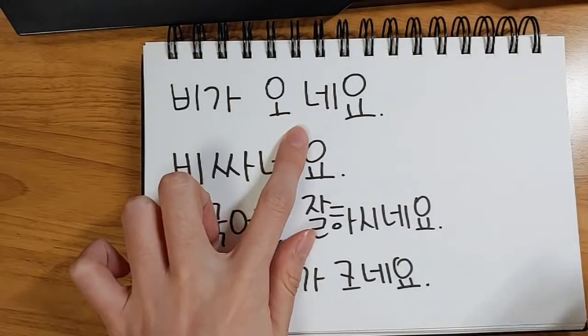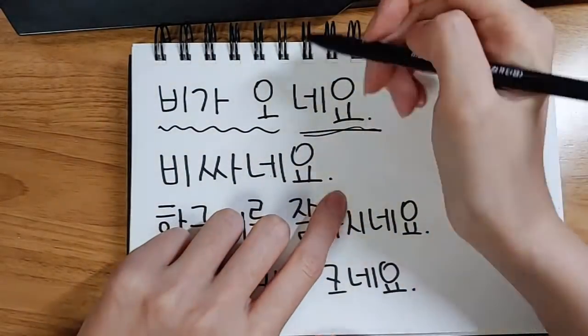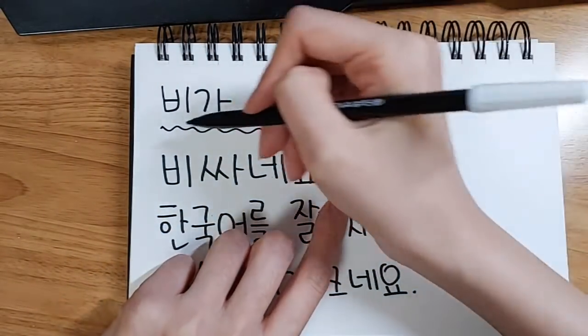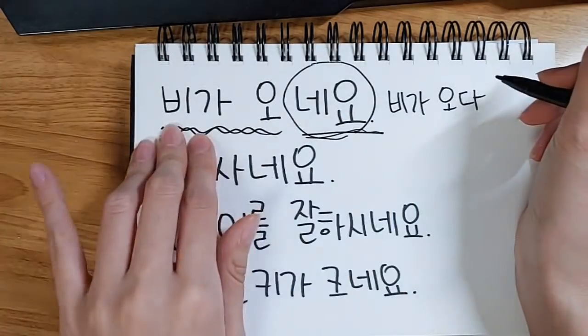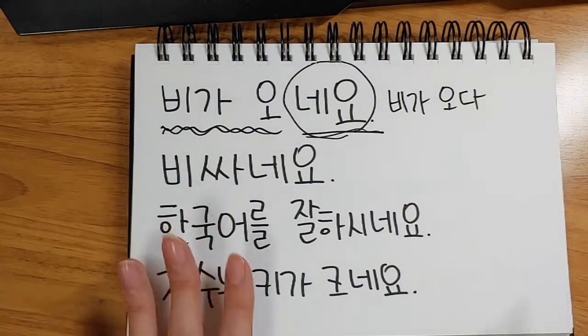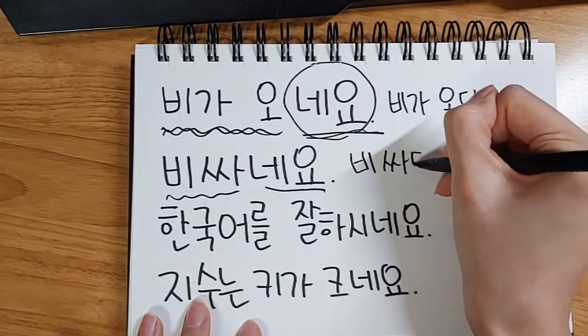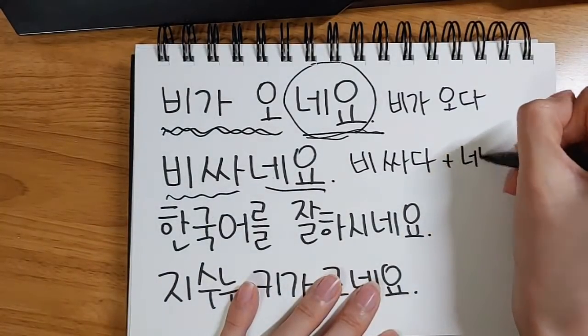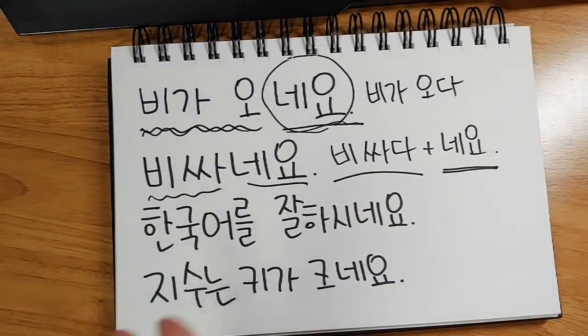So 비가 오네요. It means I see, right, that it's raining. 비가 오다 means to rain, right? So it means I see that it's raining. And if you say 비싸네요, it's a combination of 비싸다, which means to be expensive, and 네요, so it means I can see, I can feel that it's expensive. Like if you're trying to buy something and then the clerk tells you the price of it and you go, oh, 비싸네요. 그냥 안 살래요. I'm just not gonna buy it.